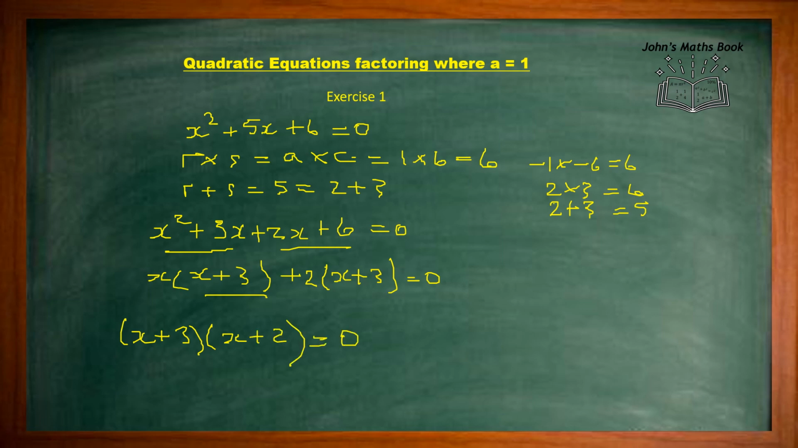So we now have two equations, x plus 3 equals 0 and x plus 2 equals 0. Solving these, we get x equals minus 3 and x equals minus 2.